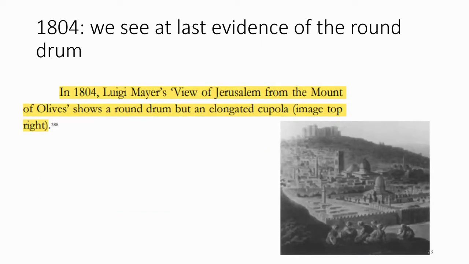And now some additional pieces of information and evidence. 1804, we see at last evidence of the round drum. This is Luigi Mayer's view of Jerusalem from the Mount of Olives, and you can see the round drum there, but an elongated cupola. Okay, it looks remarkably like an acorn, as I would put it.